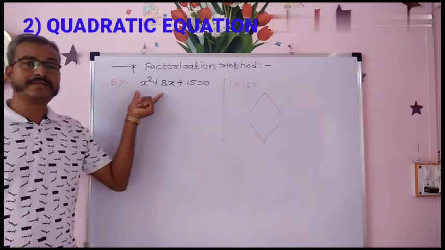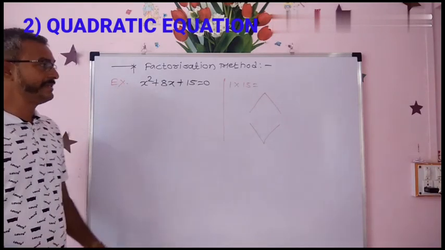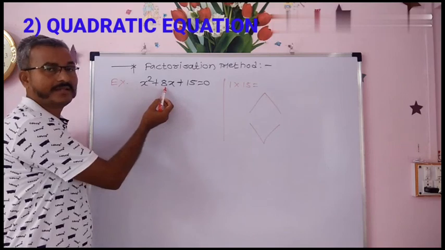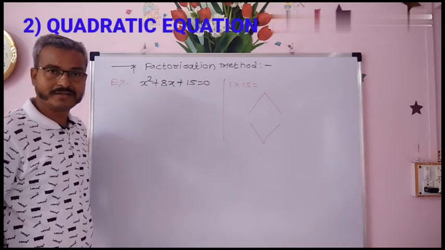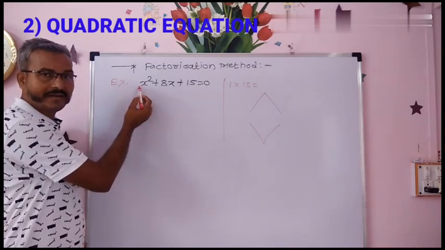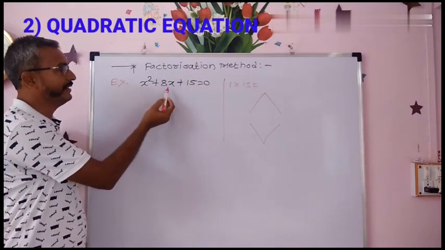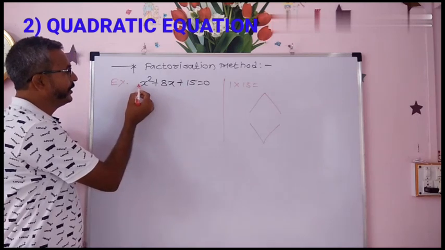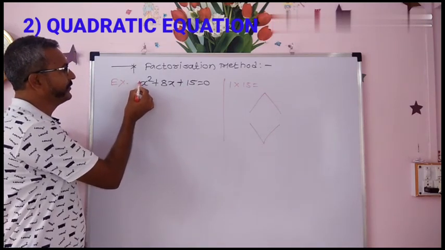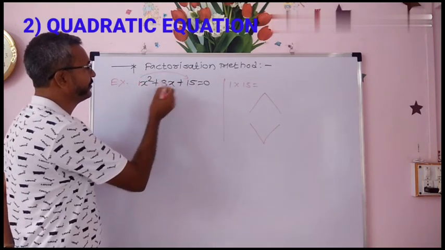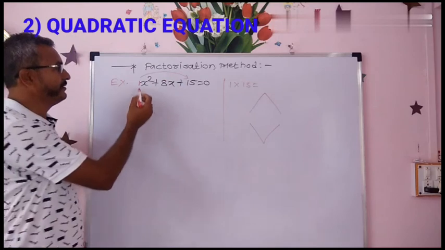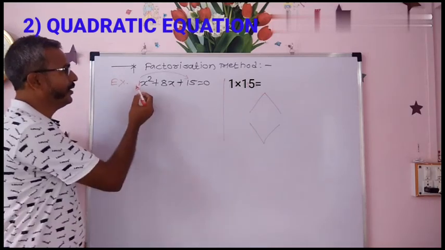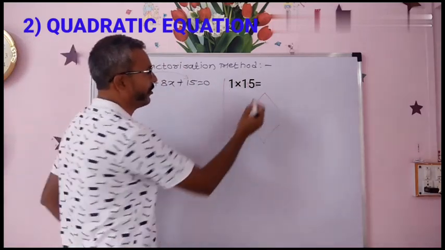See this example. This is a quadratic equation. The first term is the quadratic term, the second term is the linear term, and the third term is the constant term. There is no coefficient written for the quadratic term, which means 1 is the coefficient. In the linear term, 8 is the coefficient, and in the constant term, there is the number 15. We multiply the coefficient of the first term by the constant term, that is 1 into 15, and we get the product 15.